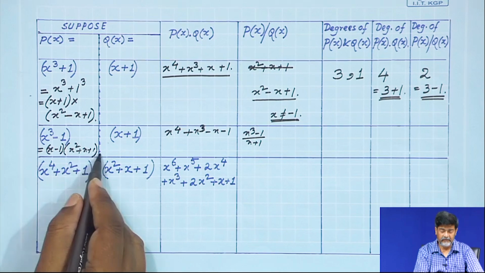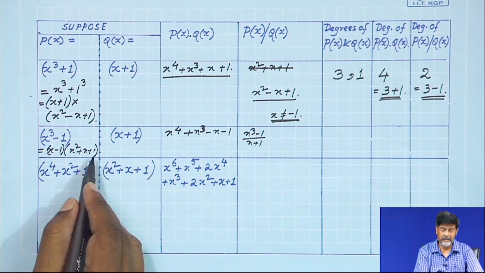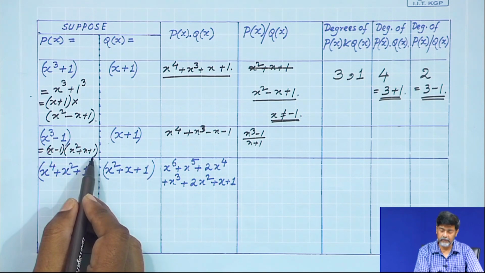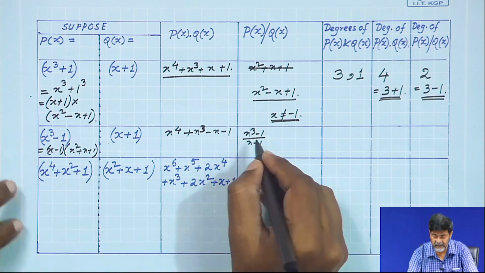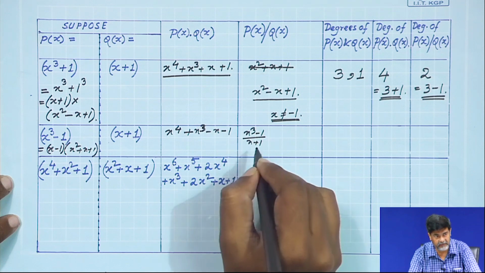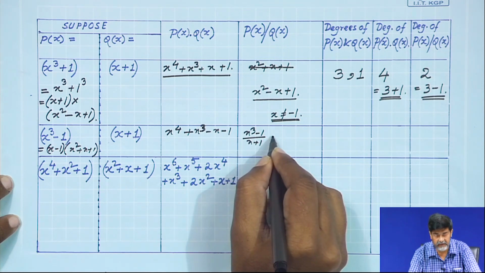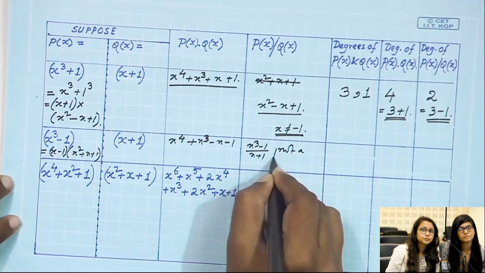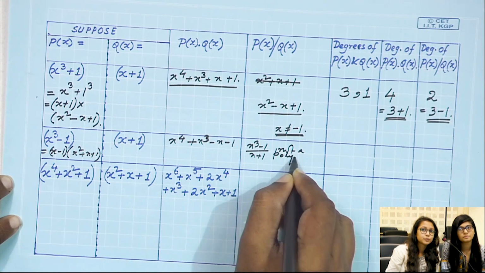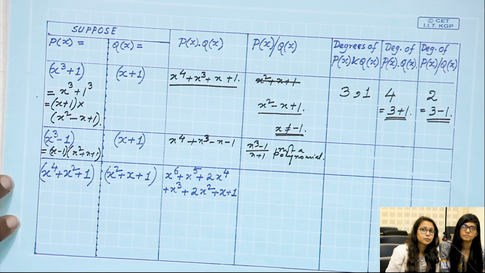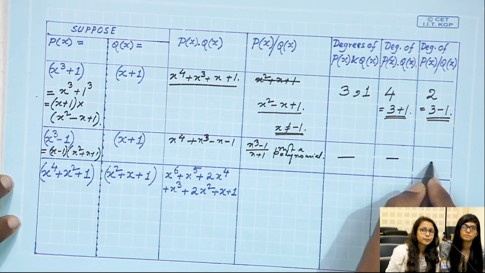Sir, this is the factor form for x cube minus 1. Yes, sir, we are getting x minus 1 as a factor, and the second factor is x square plus x plus 1. But we are not getting x plus 1 as a factor of this expression. Therefore, we cannot cancel x plus 1 here. Therefore, the form will remain in this form. This is not a polynomial. Therefore, we are not considering the degree of this expression.